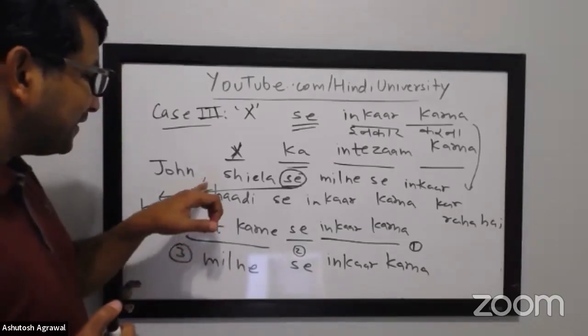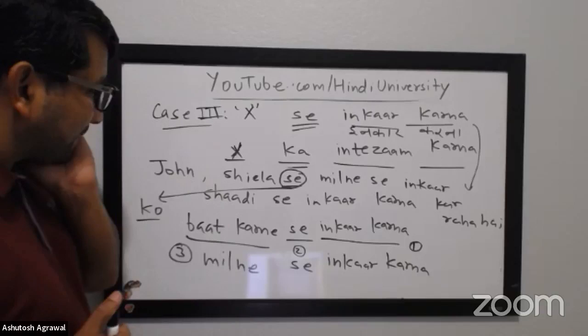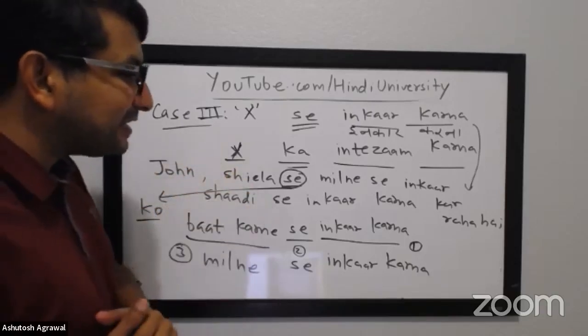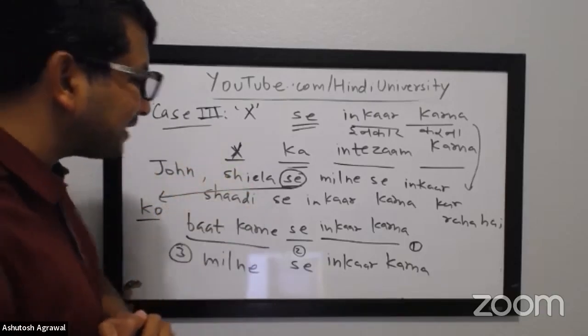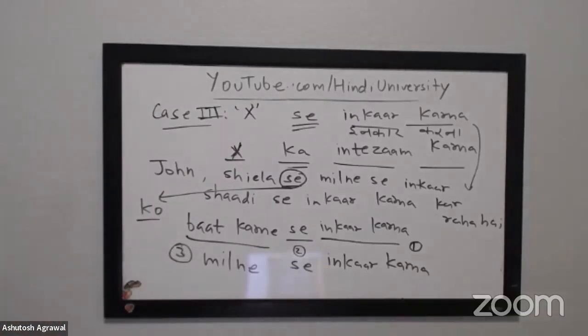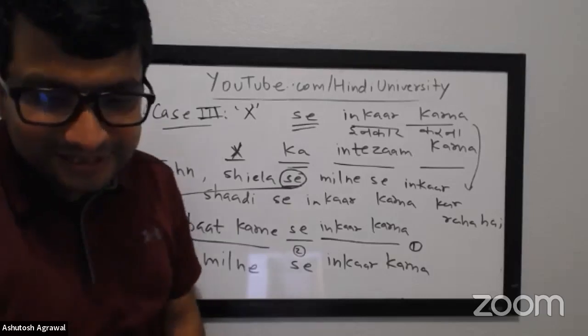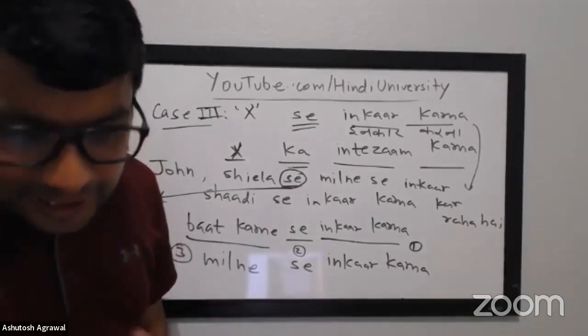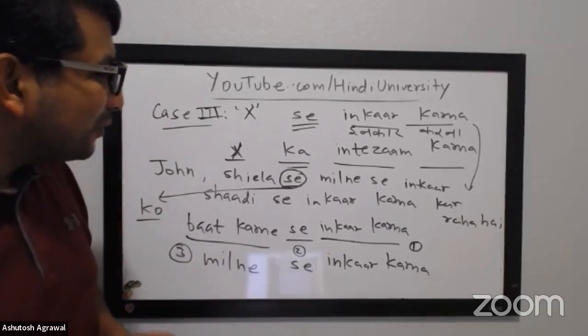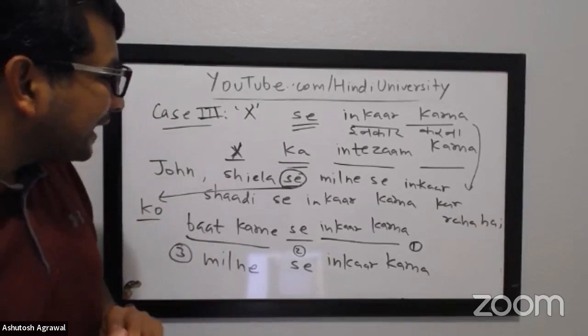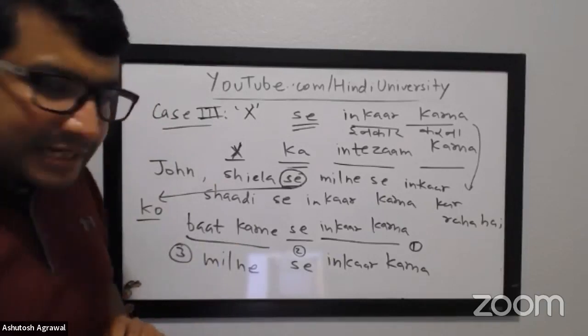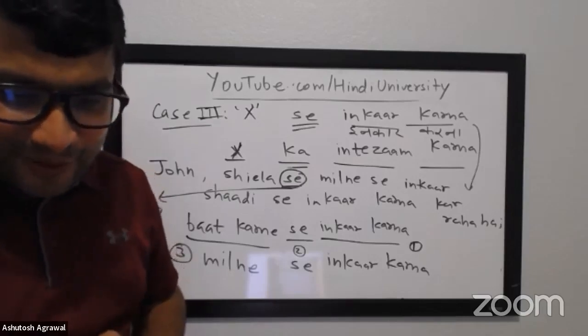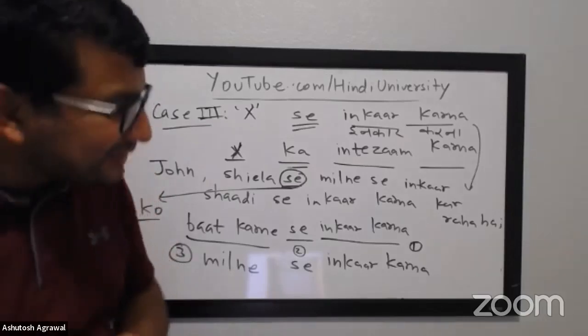One is "John ko Sheila se milne se inkar karna." That's a different thing, like to stop John from meeting Sheila. That's not the thing here. Here he's refusing to meet, basically. Anyway, it's getting slightly more complicated, so I'll dissect it further for you. Okay, Sheilaji, thank you. That way, at least, I have all the scenarios for you.